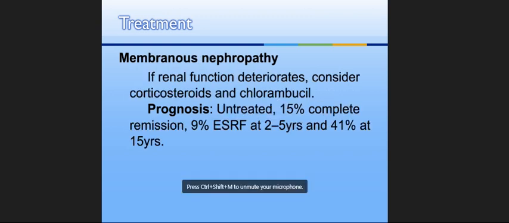Prognosis, if untreated: 15% will develop complete remission without treatment. 9% will go to end stage at 2 to 5 years, but 41% will go to end stage after 15 years. So membranous we have to look at seriously, because some lucky people are cured spontaneously without treatment, but others need treatment to prevent or slow their development of end-stage kidney disease.